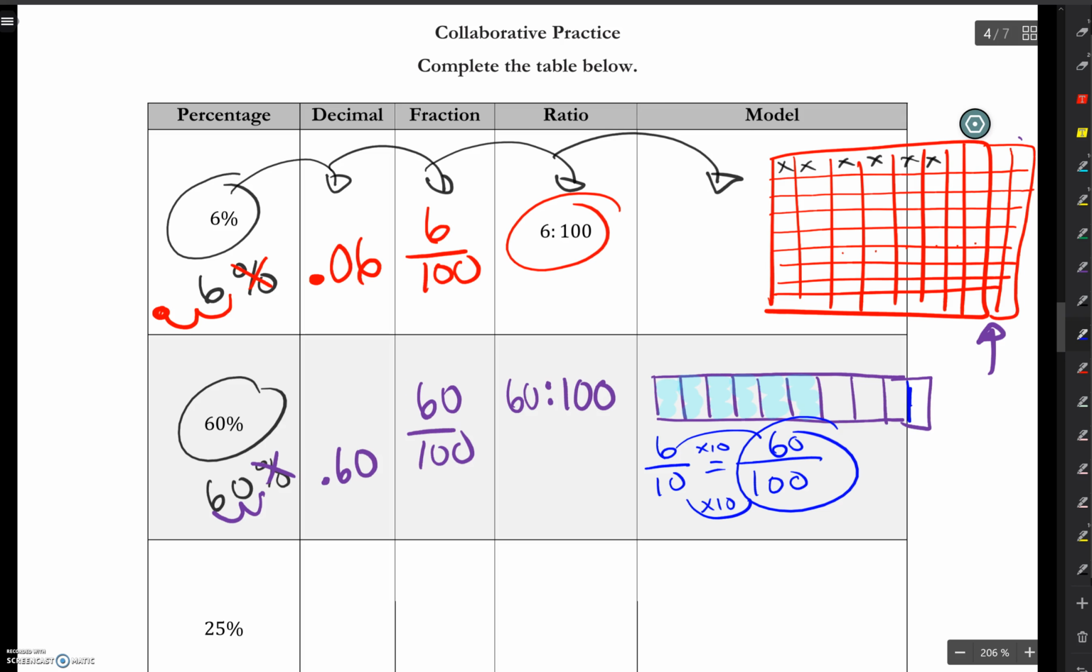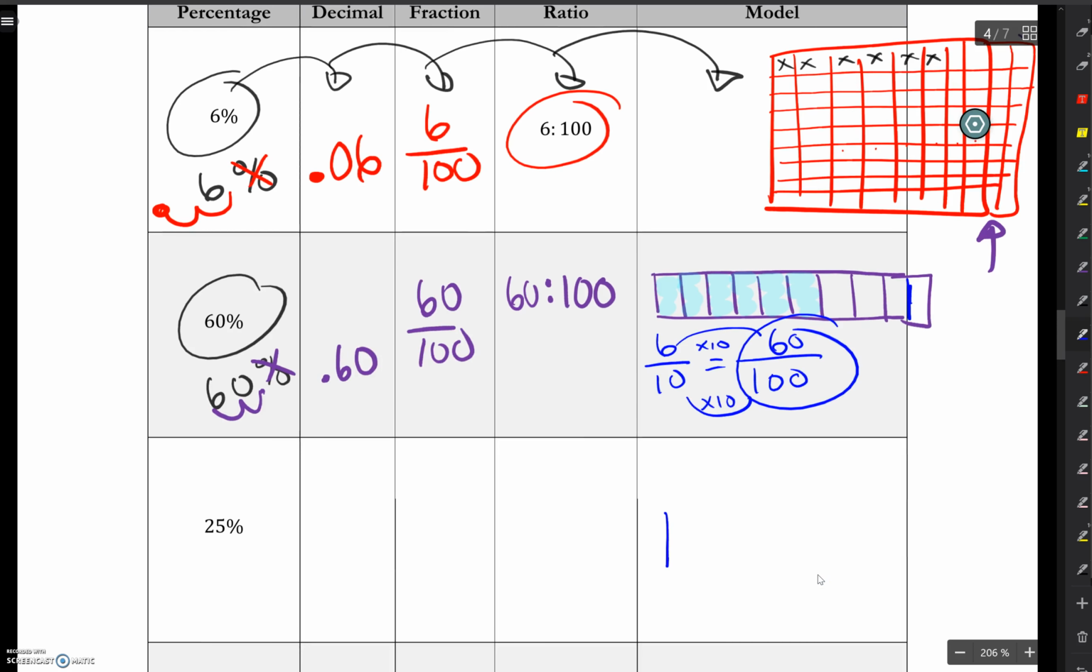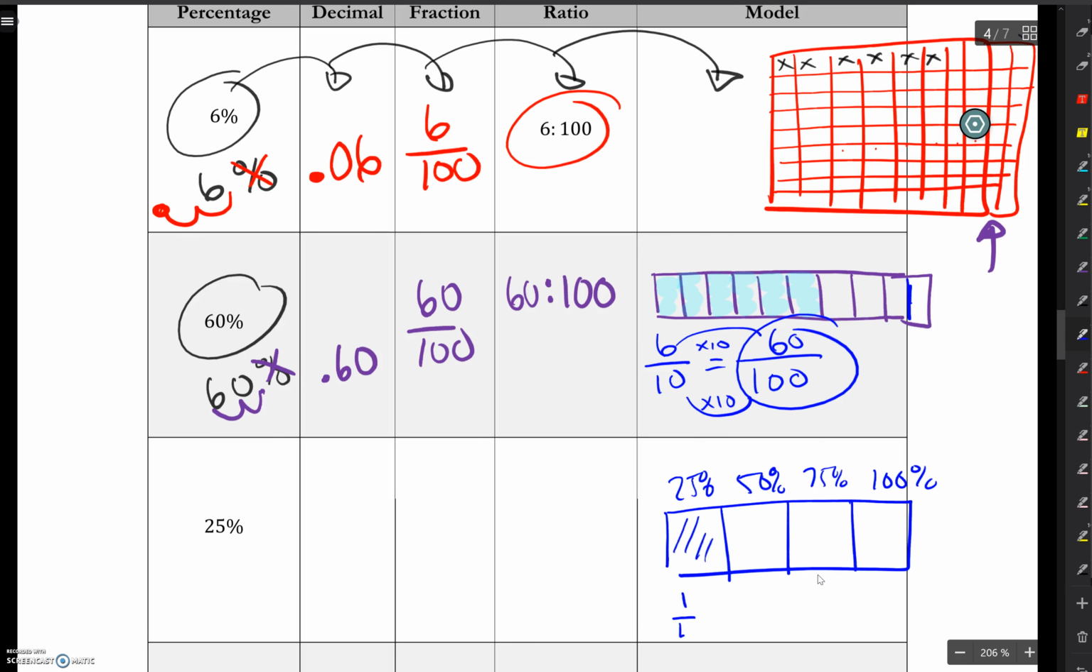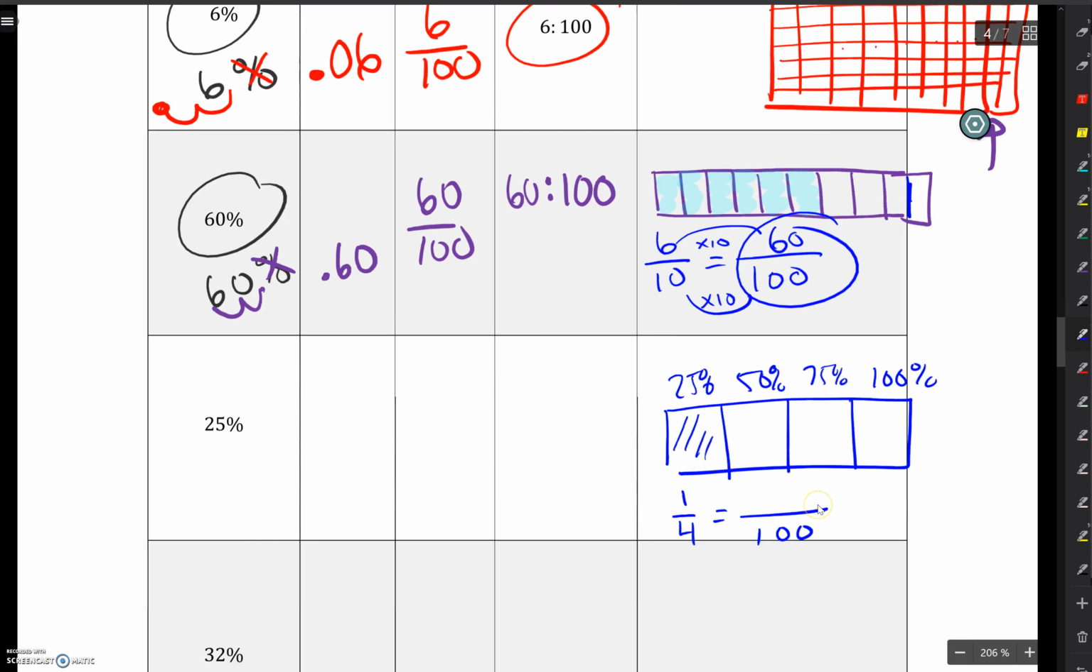25%. Here's 25%. I'm going to just do the model for you. You could do 25% like this. This is 25%, 50%, 75%, and 100%. And so you could shade in 1, which would be 1 over 4. And if we were to do it as a percent, 1 over 4, we multiply, it'd be 25. So it'd be 25 over 100. And so you need to figure out the rest.